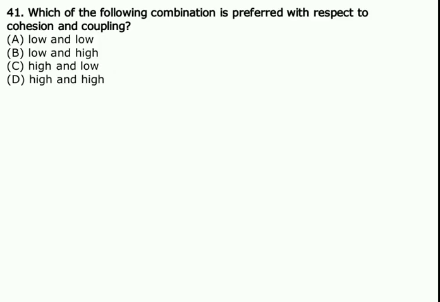Next. Which of the following combinations is preferred with respect to cohesion and coupling? So the cohesion must be high and coupling must be low, right? If you want a good software design, you have to go for high cohesion and low coupling. So option C is the correct one.